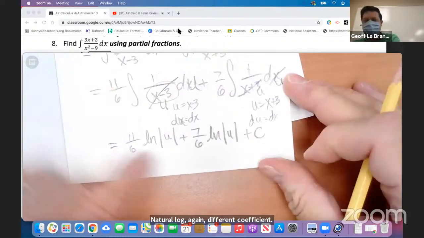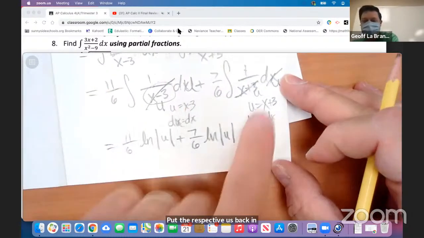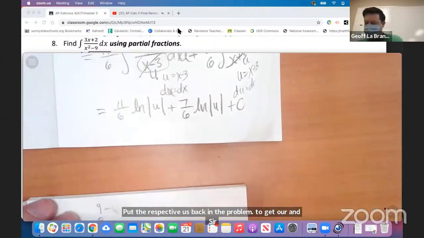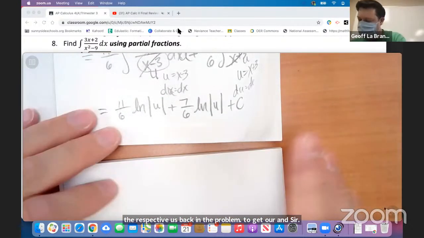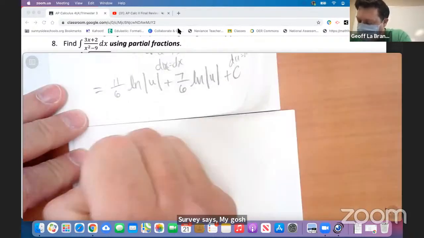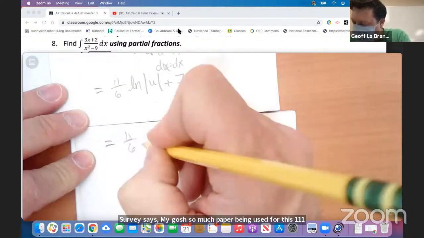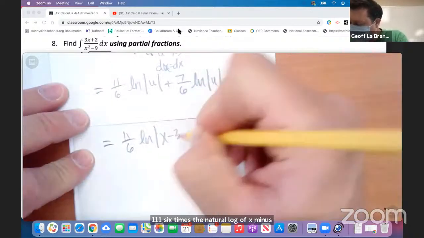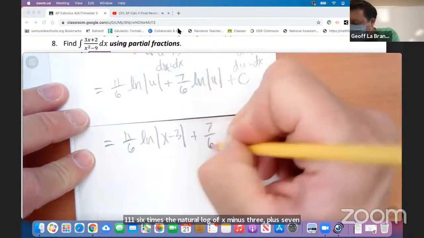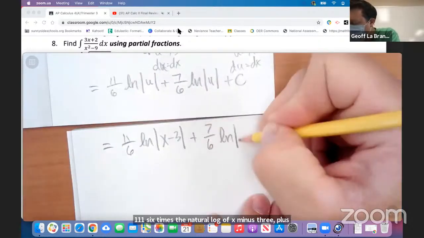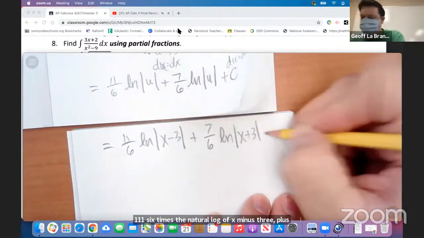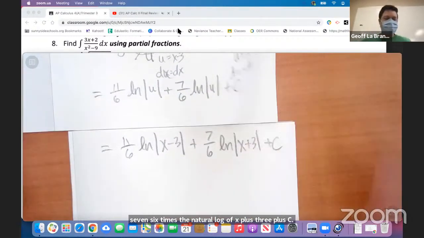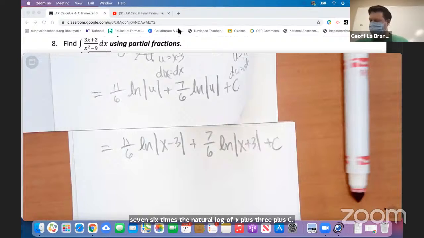Put the respective u's back in the problem to get our answer. Survey says, oh my gosh, so much paper being used for this one. 11/6 times the natural log of x minus 3 plus 7/6 times the natural log of x plus 3 plus c. Call that our answer.